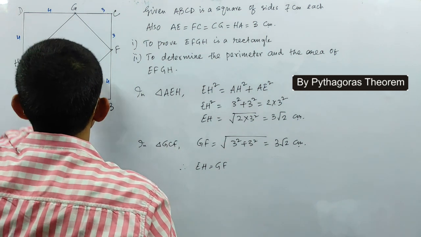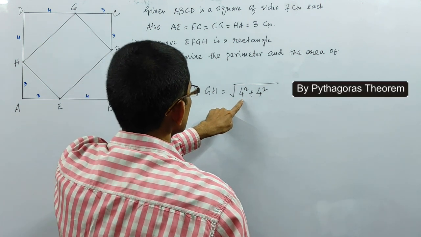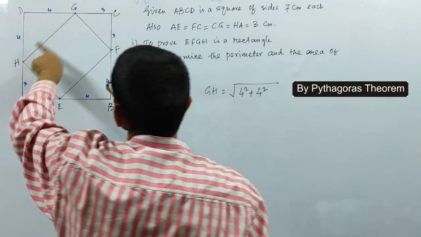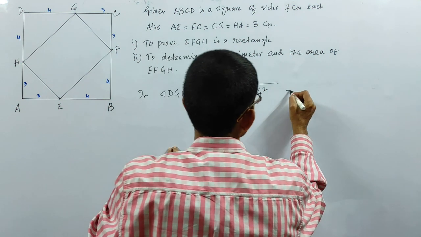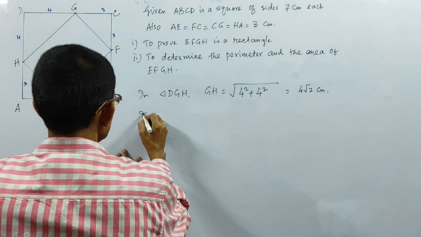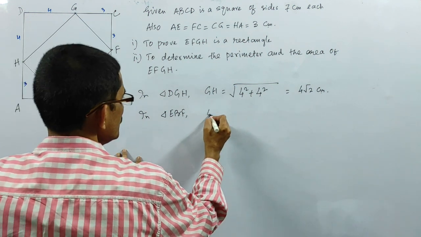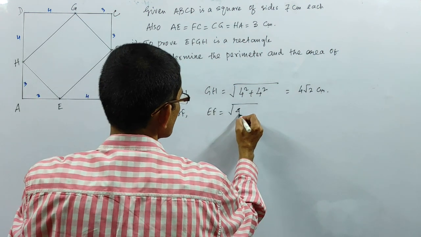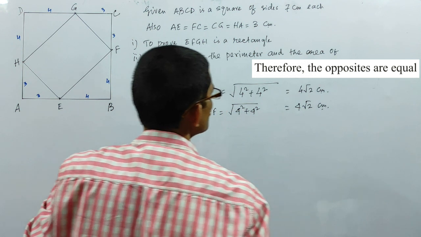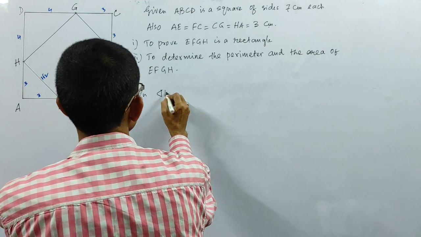Now come to these 2 triangles. In triangle DGH, GH is equal to square root under 4 square plus 4 square. This angle is right angle, so its opposite side is the hypotenuse. This will be 4 root 2 centimeter. Similarly, in triangle EBF, EF is square root under 4 square plus 4 square, again 4 root 2 centimeter by Pythagoras theorem.